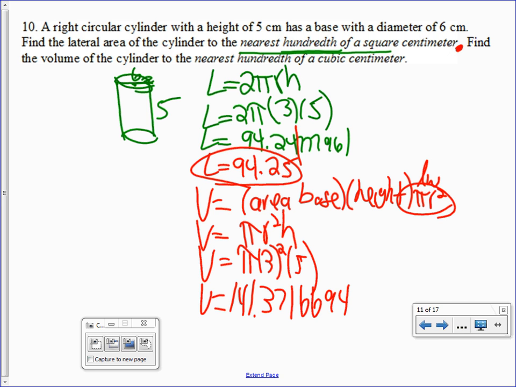141.37166694. Again, it wants me to round to the nearest hundredth. So 1, 2. 141.37. The next digit is not 5 or higher, so it stays 7.